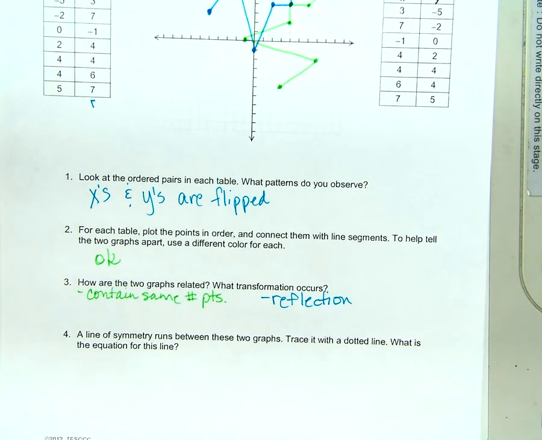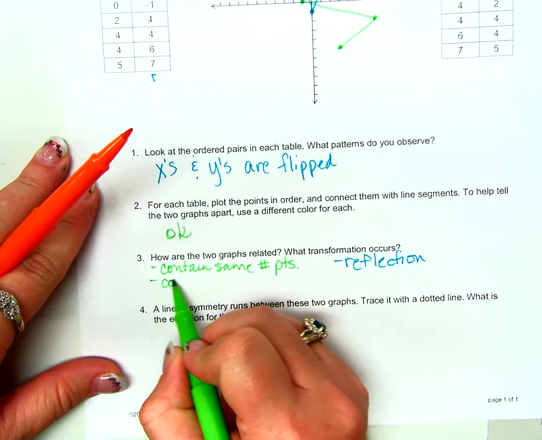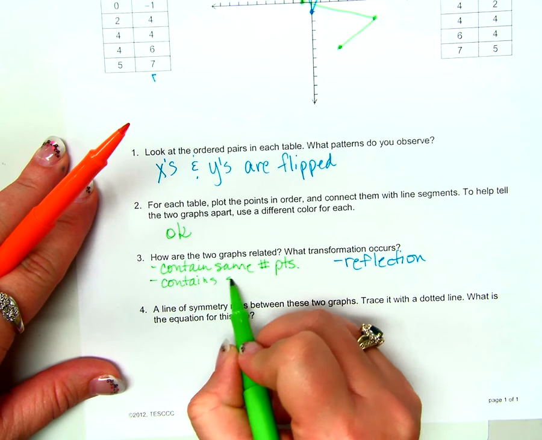Did you say that they have the same pattern? Or is that a bad word? No, you could say they have the same pattern. That's good. The bad word is "same"; you don't have to say it. Contain the same pattern.